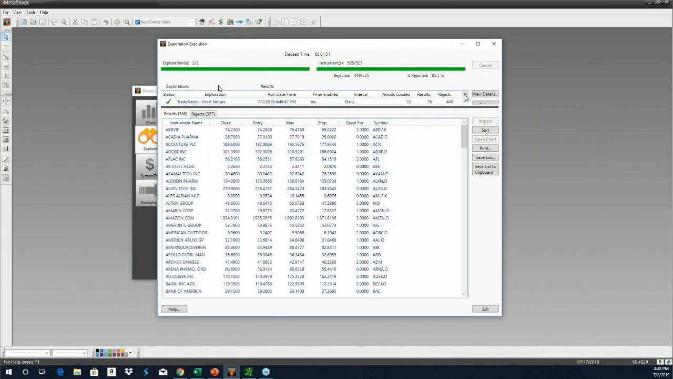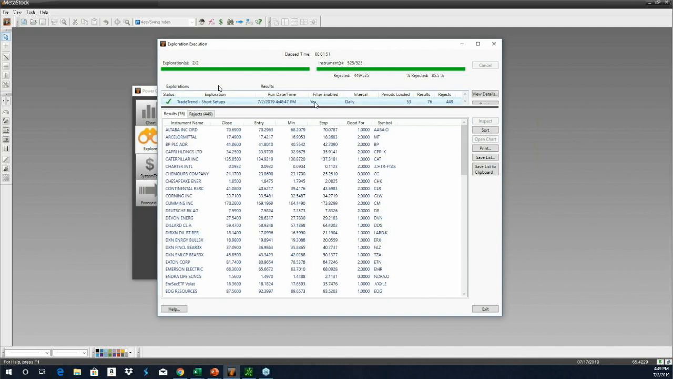Okay, so it looks like this is completed. Short setups, we got 76, and then long setups, we got 168. And that also shows us our rejects. So a lot of trade opportunities here. And right now we're looking at longs. If you click on the shorts, it'll show you those results as well.